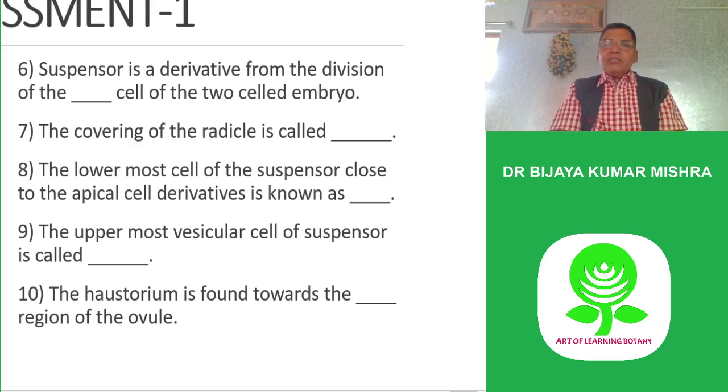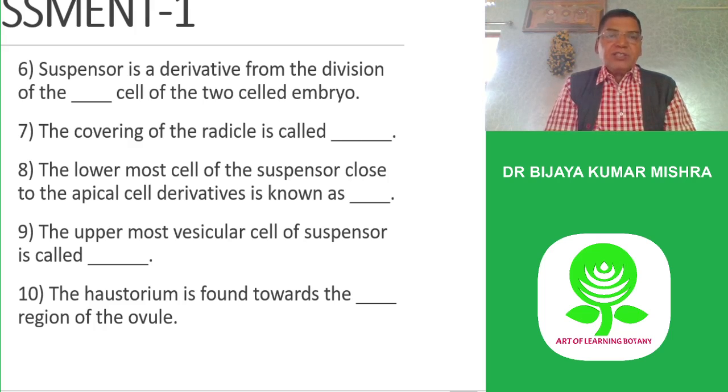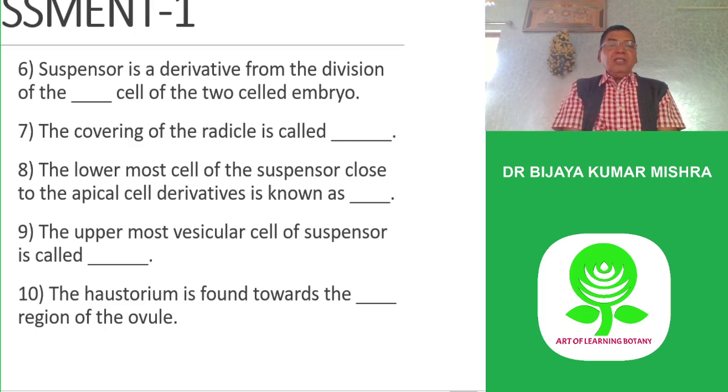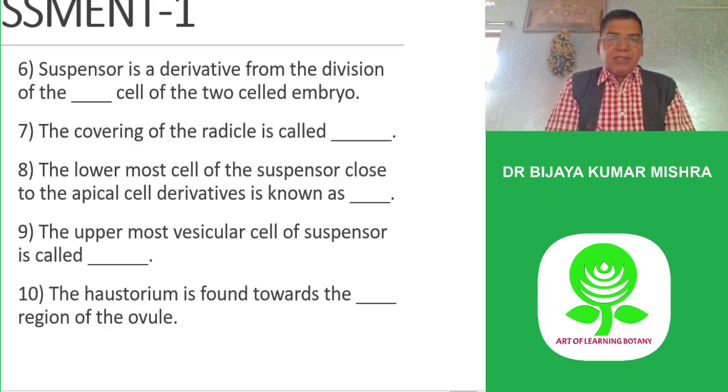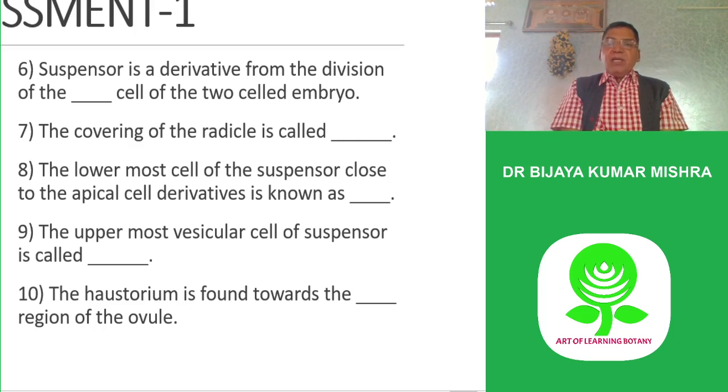The lowermost cell of the suspensor close to the apical cell derivative is called hypophysis. The distal is called the haustorium. The one close to the apical cell is called the hypophysis. The uppermost vesicular cell of the suspensor, or distal cell of the suspensor, is called haustorium. The haustorium is found towards the dash region of the ovule, the micropylar region of the ovule.